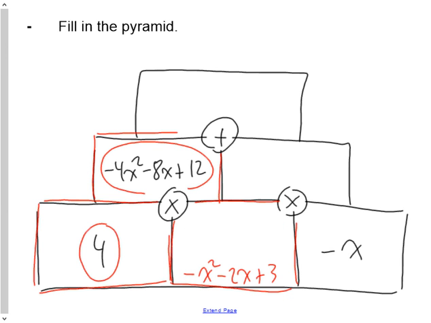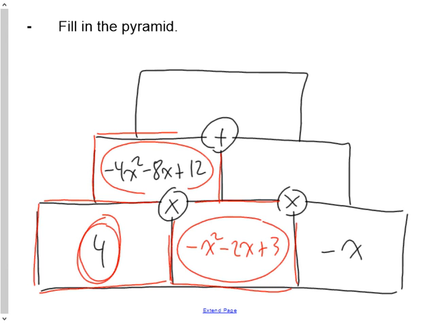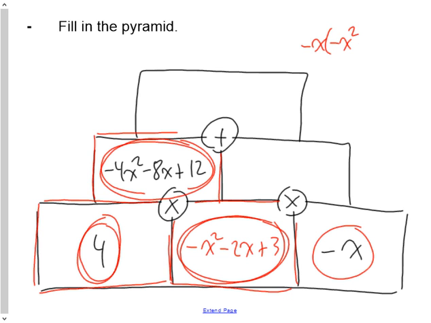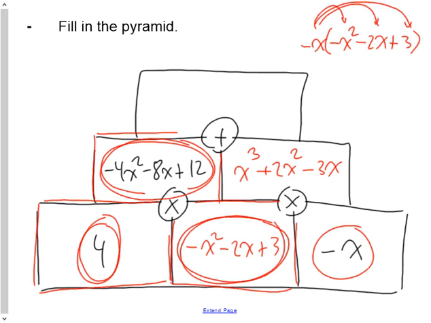So now I have this one here, because this multiplied by this gives me the one above it, which is this one. So that's worth 1 point to get that. Now this times this is going to give me the one above it. So if I wanted to rewrite that again, this is what it looks like. Use distributive property. A negative x times a negative x squared is going to be a positive x cubed. A negative x times a negative 2x is going to be a positive 2x squared. And a negative x times a positive 3 is a negative 3x. So that's going to be the solution for the second missing step.